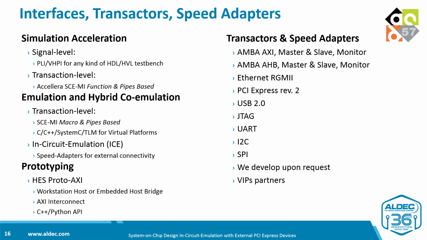Finally, there is also a special interface in prototyping mode called HES-Proto-AXI. It provides a speed-optimized host bridge and AMBA-AXI interconnection. It supports fast DMA and burst transfers, assuring high throughput data acquisition in the prototyping test bench. The user can choose between C++ or Python API to develop a test bench application that runs on the host workstation.